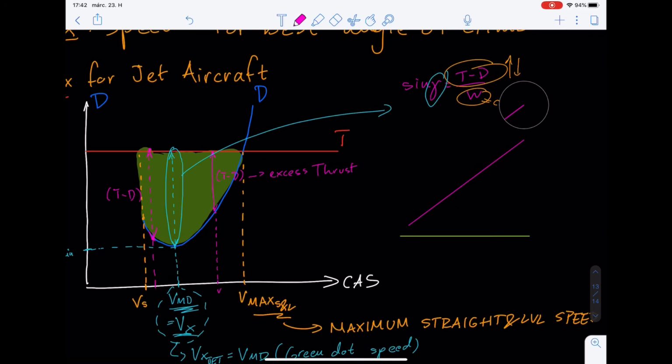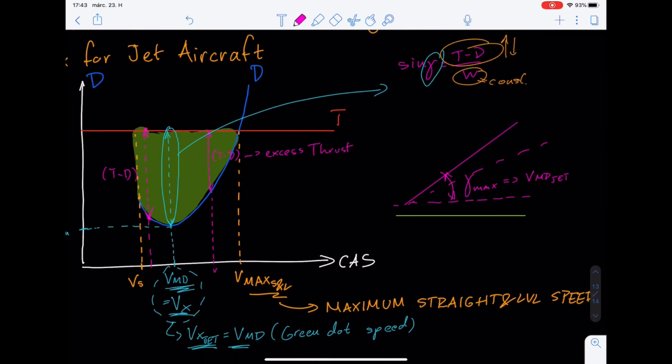What happens if you fly at a faster speed than the VMD? In that case, your excess thrust is still going to reduce because your drag is increasing. So if the excess thrust is reducing, the flight path angle is going to reduce all the same, right? In this case as well. So the flight path angle is largest when flown at VMD for a jet. In any other scenario, the flight path angle is going to be less.